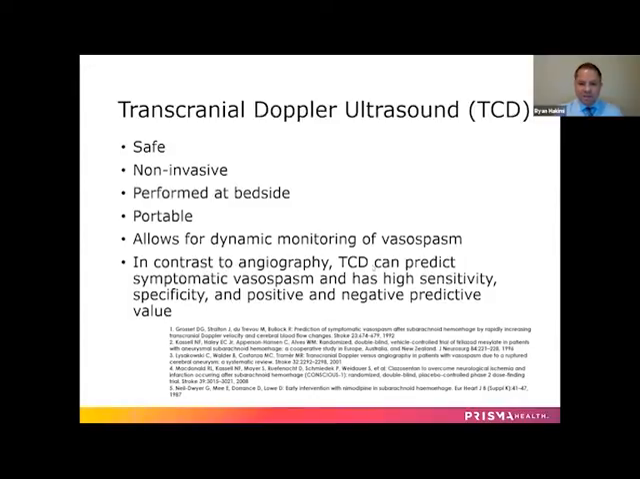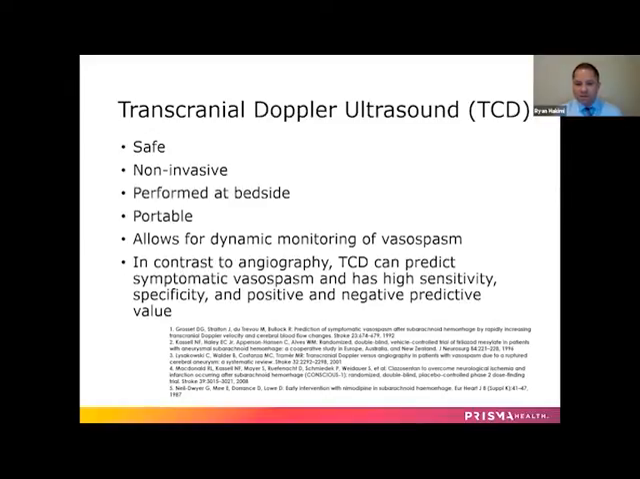In contrast to angiography, TCD can predict symptomatic vasospasm, and that's because it's a physiologic test. Conventional cerebral angiography is not a physiologic test. It's an imaging test, but it doesn't tell you directly how much cerebral blood flow the brain is getting, because you can't measure the diastole and systole components of angiography.